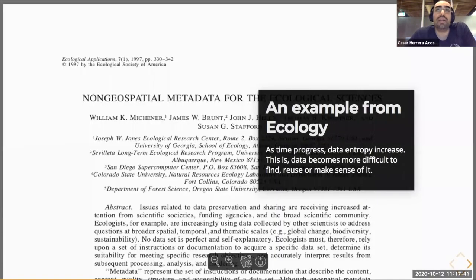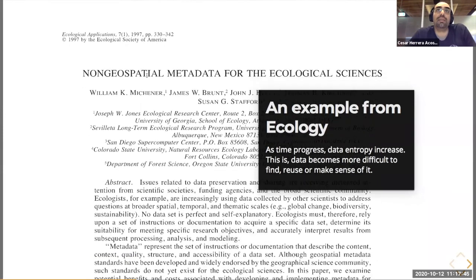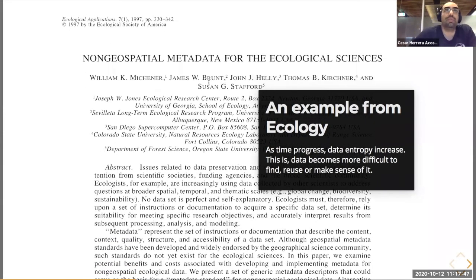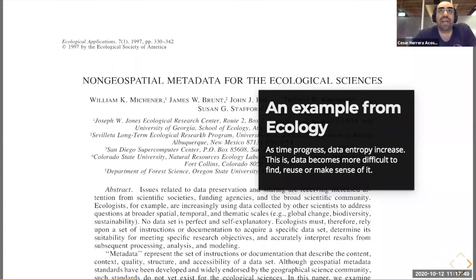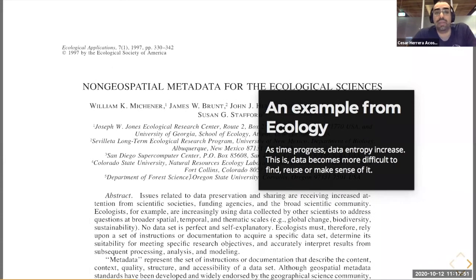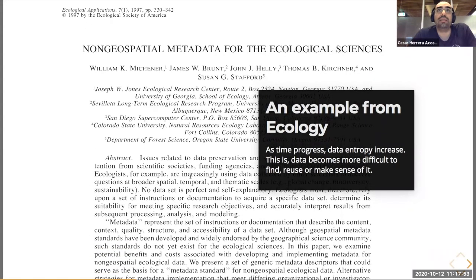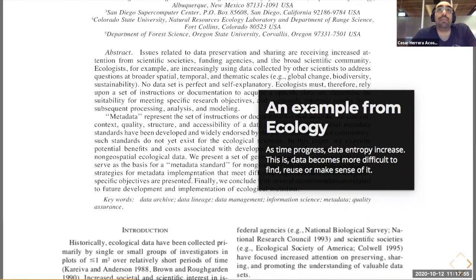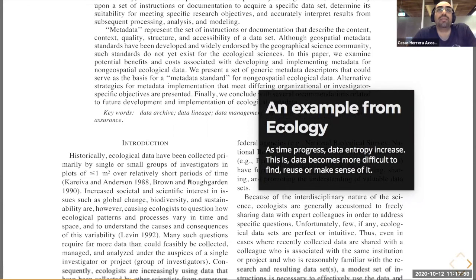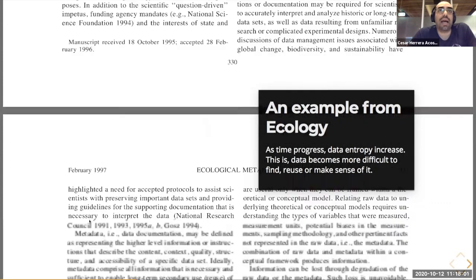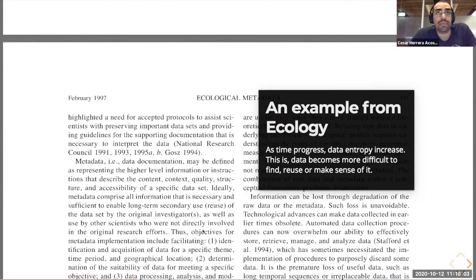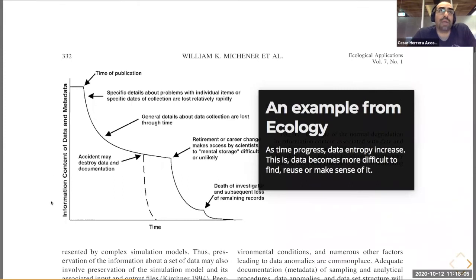So just to give you an example from ecology, I'm not expecting that we read this together, but this is a paper that talks about the importance of data preservation in ecology. And what I really like about this paper is that it shows this figure that is quite interesting. In this figure, in this axis, we have time. And then in the y-axis, we have data itself, the information.